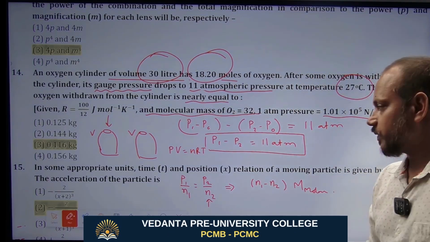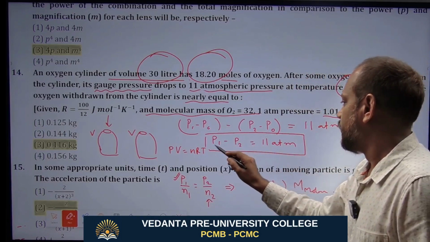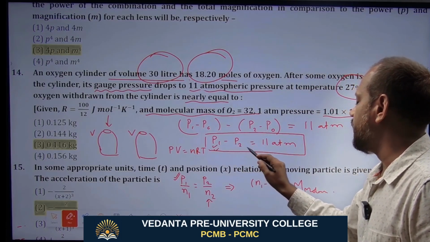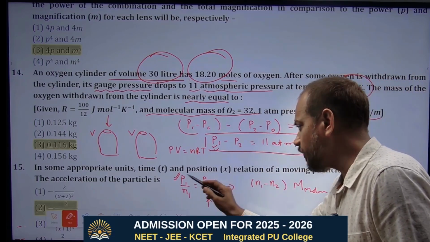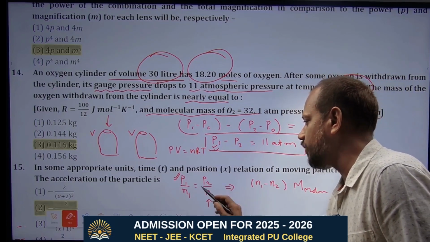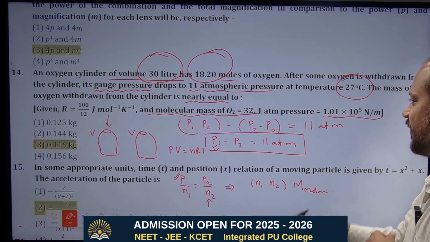We can find pressure from there. So we'll get P1, right? From P1 we will get P2 from this equation. Then we will put P1, P2 in this equation. We will get N2 in terms of N1. So that will be our plan. So let us see how we get there, okay?